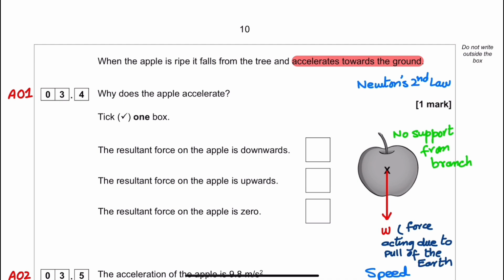As there is no support from the branch, there is only one force acting, which is downward, that is the weight of the apple. So the resultant force acting on the apple is the downward force, which is due to the pull of the earth. The correct option is: the resultant force on the apple is downwards.